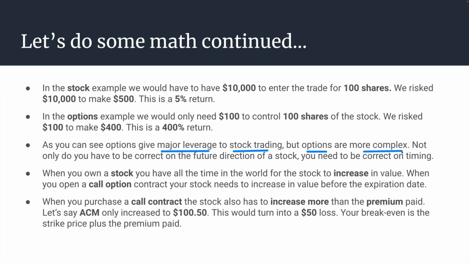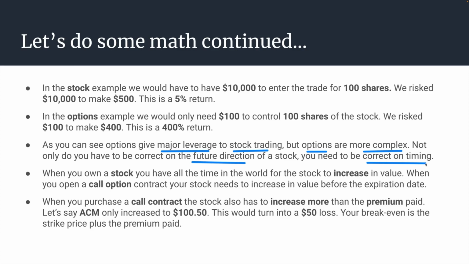With call options, you need to be correct about the future direction of the stock, and you also need to be correct on the timing. Remember, options contracts expire. So say ACM is going to go up in value, but it needs to go up in value by the expiration date. So anything can happen in the stock market. There can be anything random that causes the stock not to go up as you would expect.